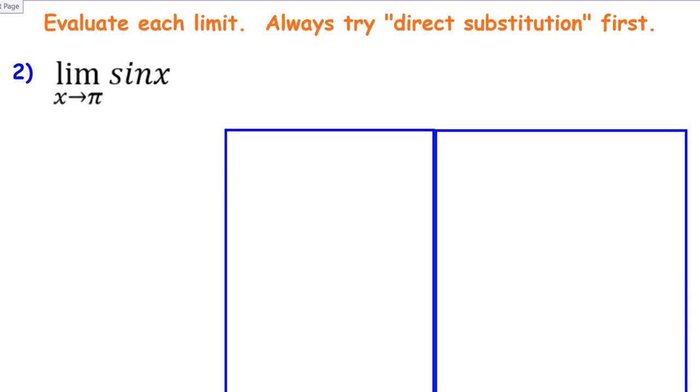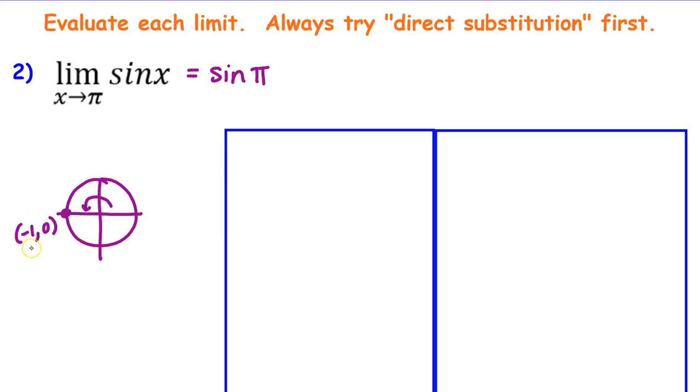Okay, here's example number 2. Again, evaluate the limit, try direct substitution first. So that means we're going to try just substituting pi into the function, which gives us the sine of pi. Remember, to find the sine of pi, you can think of your unit circle. Pi radians is 180 degrees, so we're right over here at the point -1, 0. -1 is the cosine, 0 is the sine. So sine of pi is 0. That's just a regular old finite number, so we were able to evaluate that limit. The answer is 0.